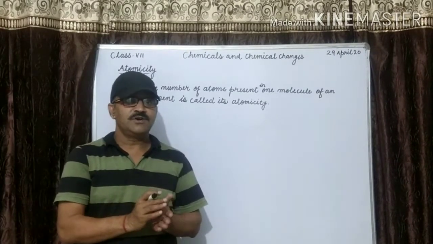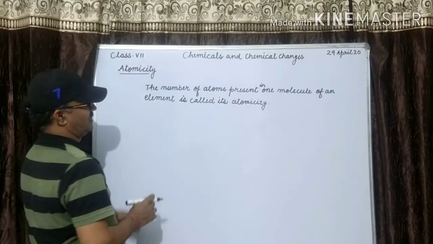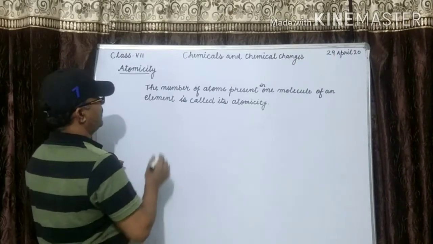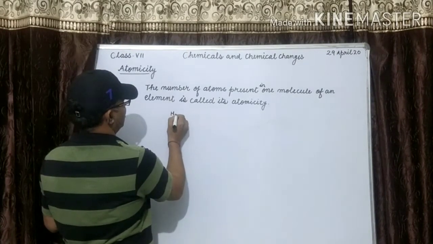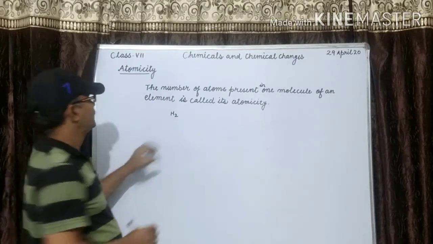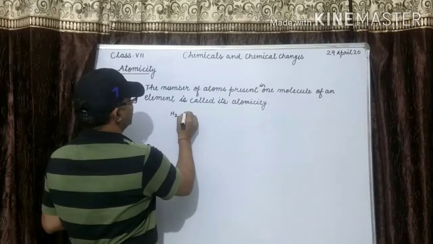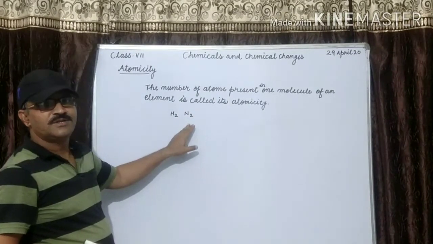The atomicity of the element is written to the right side of its symbol. For example, hydrogen. So what is the atomicity of hydrogen? 2. Nitrogen. What is the atomicity of nitrogen? 2.